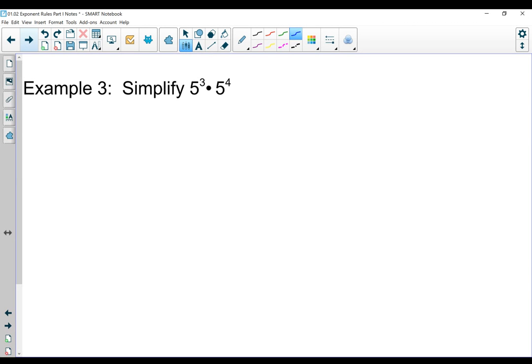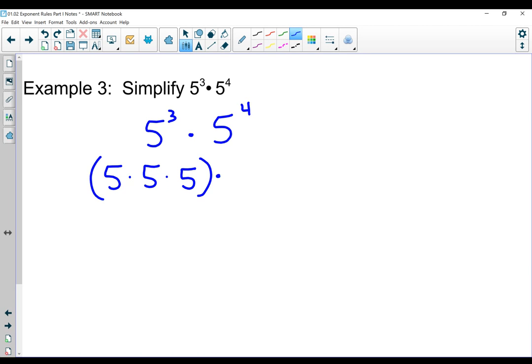For example 3, we're going to simplify 5 to the 3rd times 5 to the 4th. So 5 to the 3rd means I'm multiplying 3 factors of 5, times 5 to the 4th means I'm multiplying 4 factors of 5. So I wrote them all out. I have 3 factors and I have 4 more factors. So how many factors do I have all together? That means I'm really adding those. And the 3 factors plus the 4 factors would be 7. So I have 5 to the 7th power.